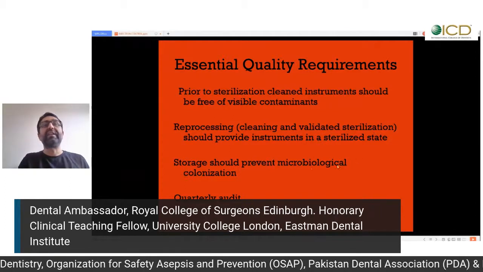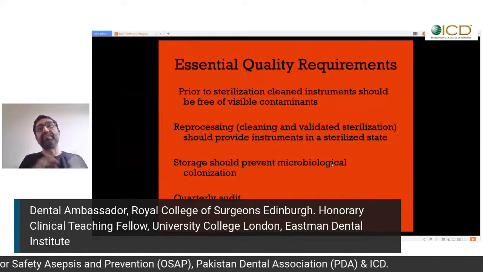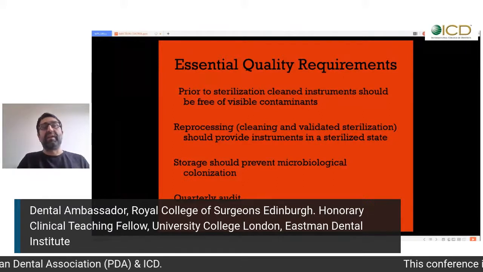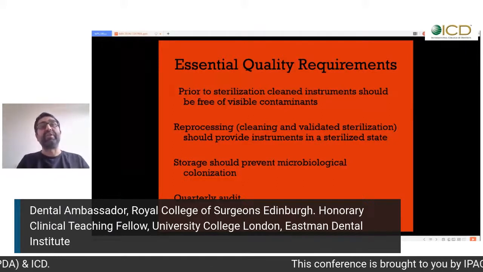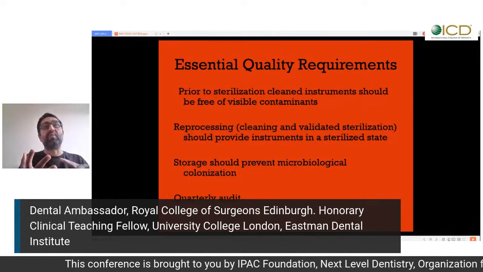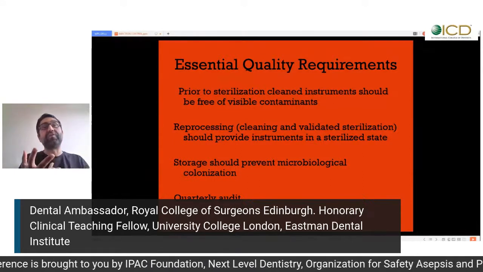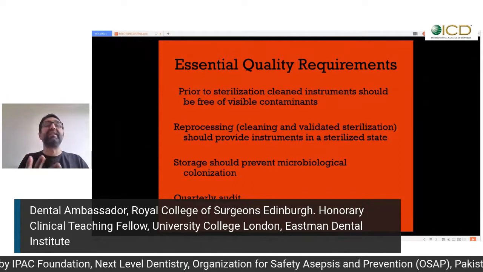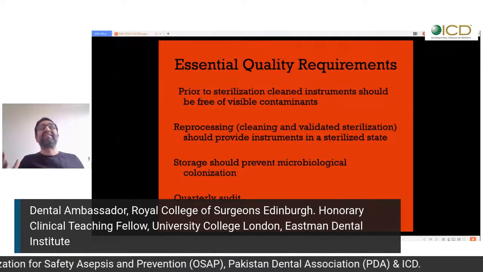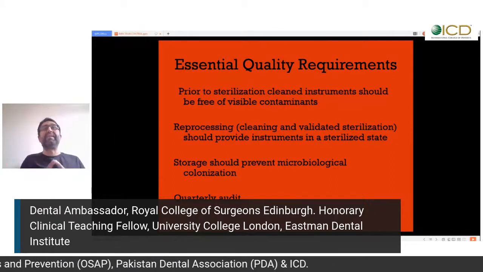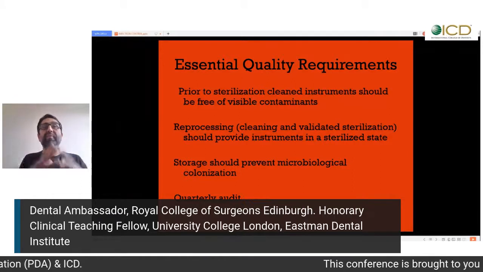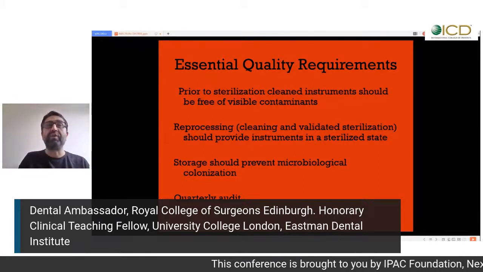Storage, you need to start thinking about where you're storing your instruments after your sterilization, and quarterly audit. That is again very important, that you need to audit your staff members, yourself, the way of cleaning, the way of sterilization, how records are being maintained. All these things need to be audited. Otherwise, you may be thinking that you're doing things properly, but your proper may not be proper to the remaining world. So they have to be audited.